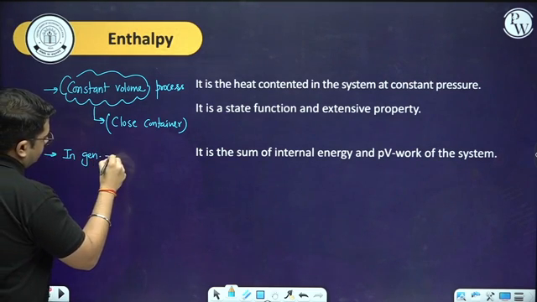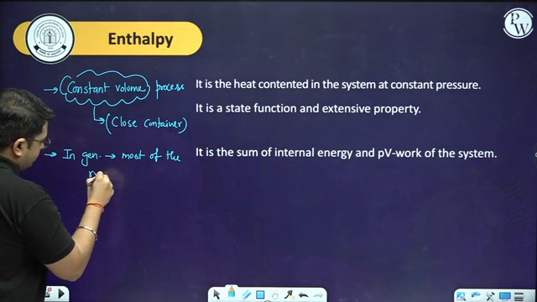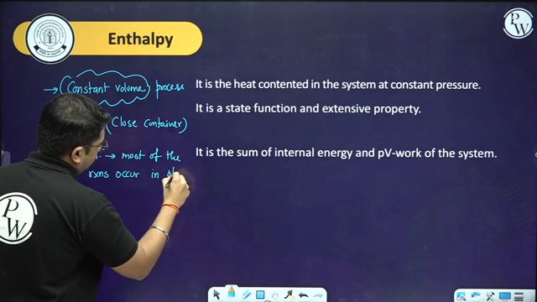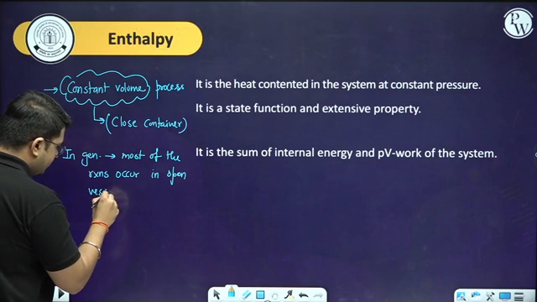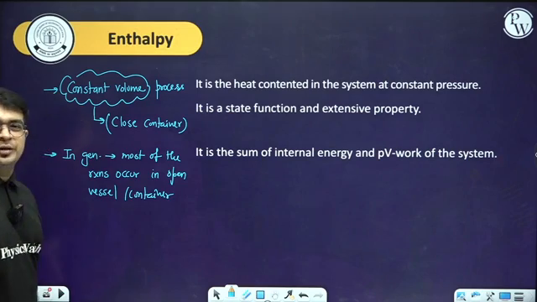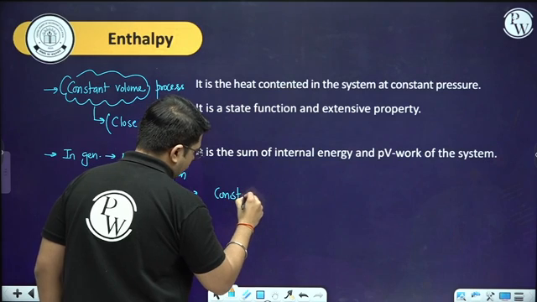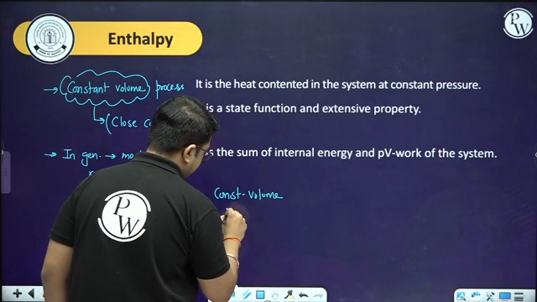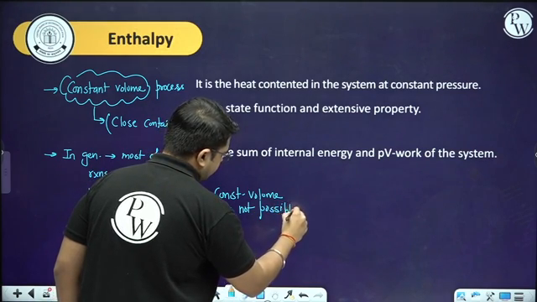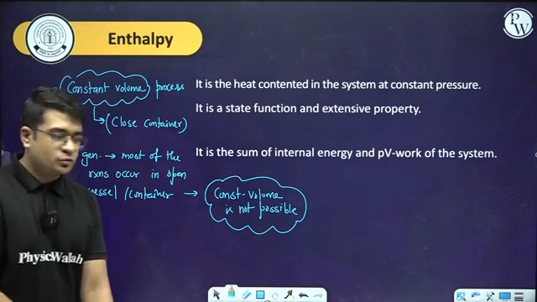So in general, most of the reactions occur in an open vessel or container. It can be your test tube, it can be anything. But the main thing is, in that case, constant volume is not possible under these conditions. So always remember, constant volume is not at all possible under these conditions. So this is the first part.